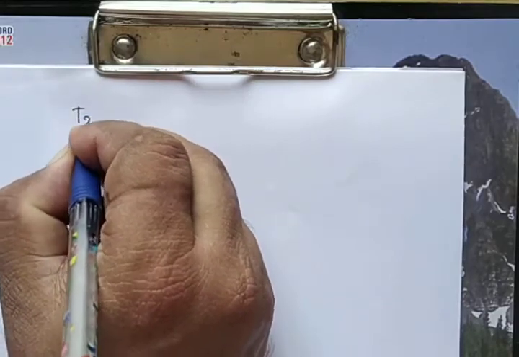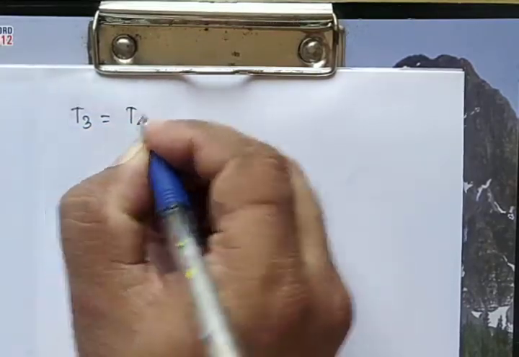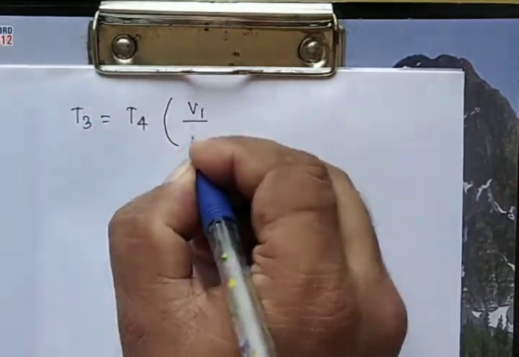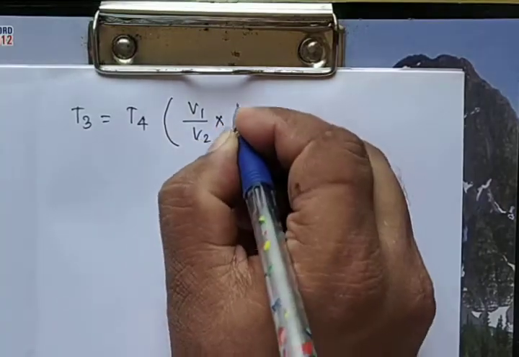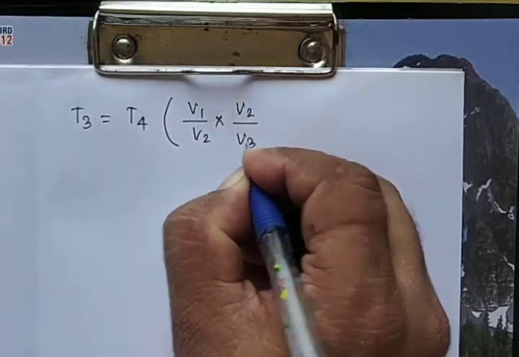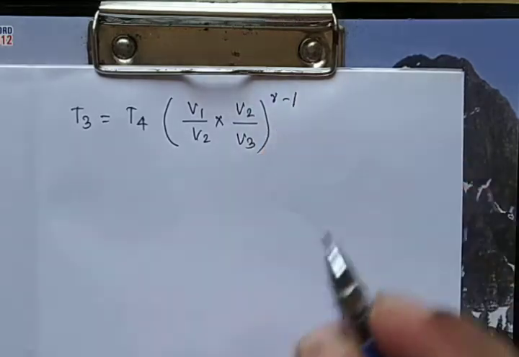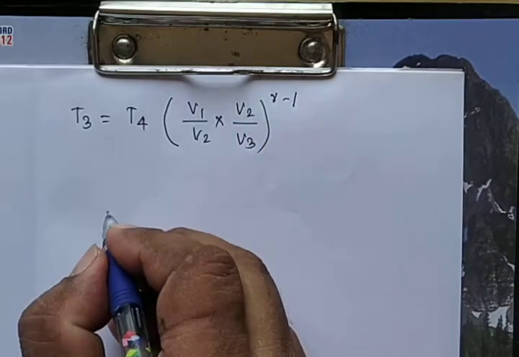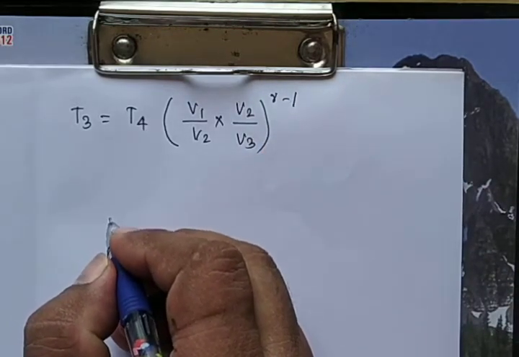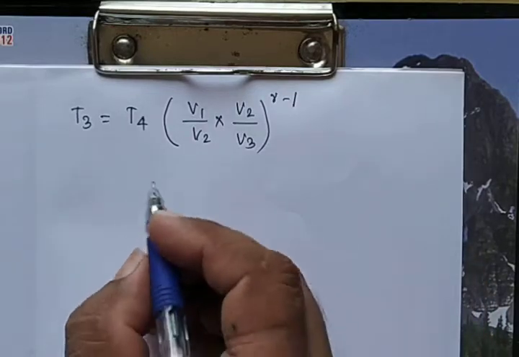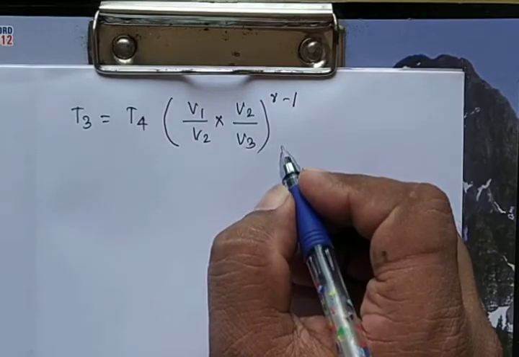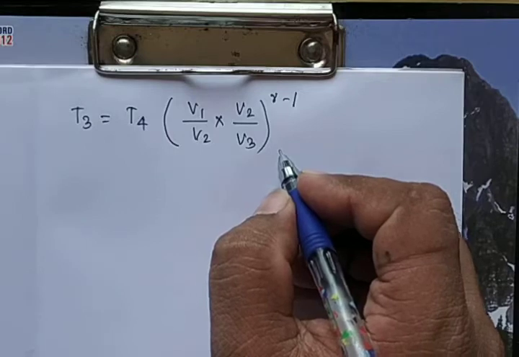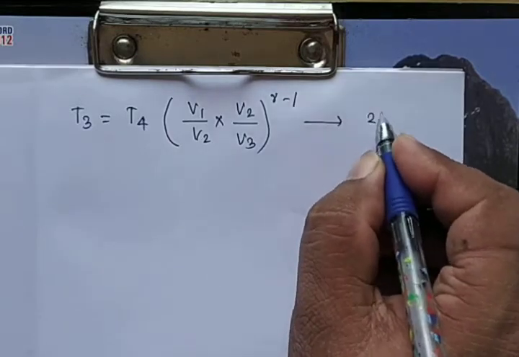Now find out the value of T3. So T3 will be equal to T4 into V1 by V2 into V2 by V3 whole raised to gamma minus 1. I will call this equation 2.